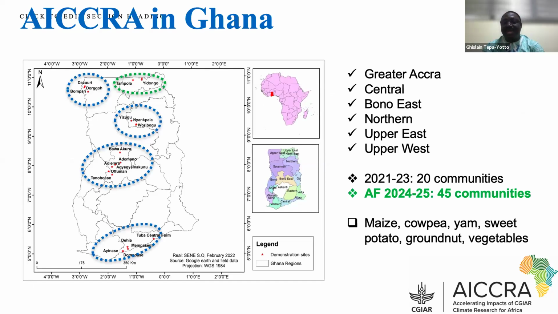For the past 3 years, we were active in 20 communities inside those regions. And for the additional financing phase this year and next year, we are targeting 45 communities, working on maize, cowpea, yam, sweet potato, groundnut, and vegetable value chains.